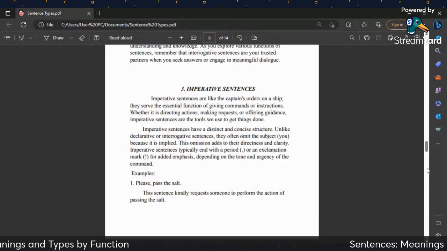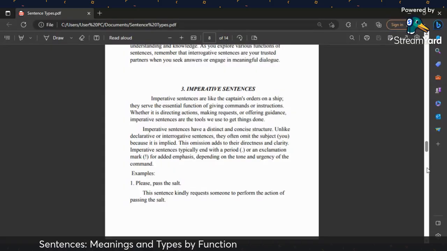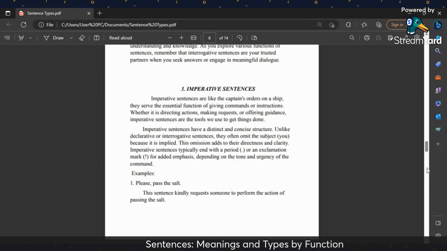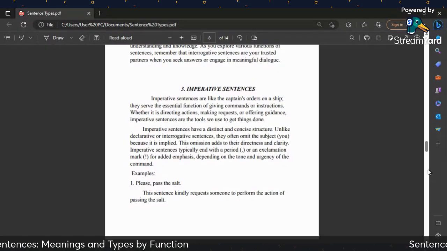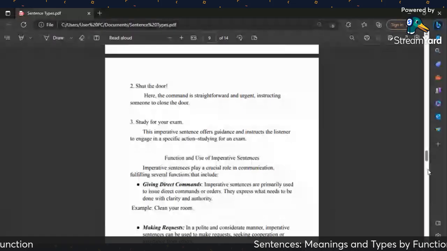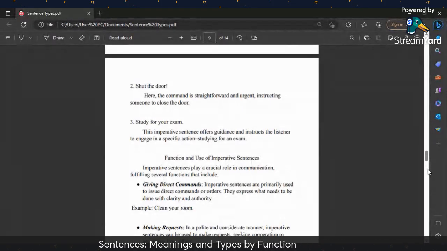An example: please pass me the salt, or please pass the salt. This sentence kindly requests someone to perform the action of passing the salt. You may discover that it doesn't really have a direct subject, but it is still a sentence because it is imperative, it is implied. Shut the door. It's a command that is straightforward and urgent, instructing someone to close the door.